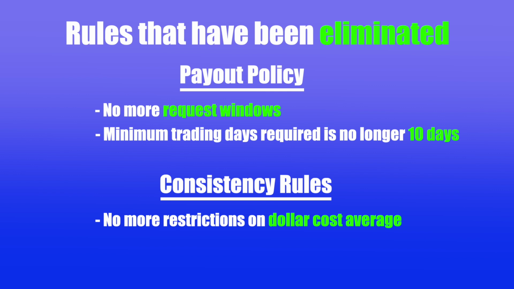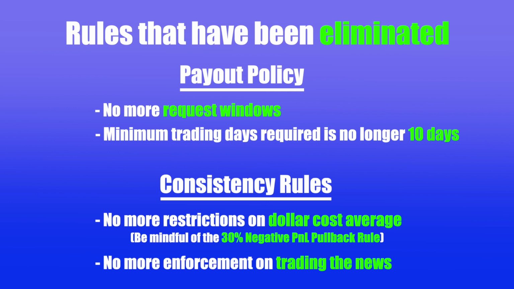You can dollar cost average into a negative P&L as much as you like, but do be mindful of the 30% negative P&L pullback, which is a new rule Apex has added and that we'll touch on later in this video. The other thing Apex got rid of is the restriction on trading the news. As a trader, you may trade the news now. The only thing Apex won't allow is holding both a long and a short position at the same time while trading the news, so just be mindful of that.